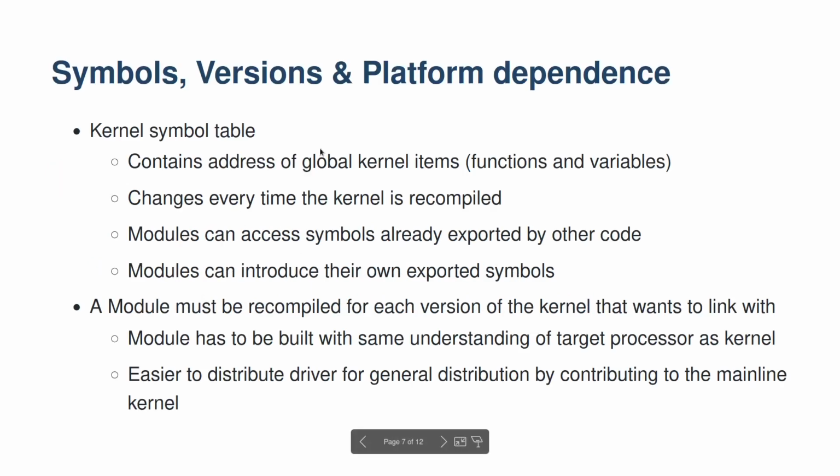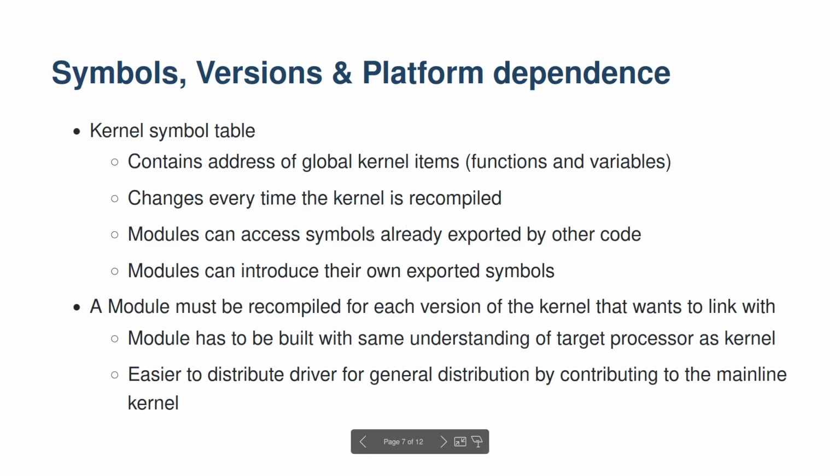Okay, so let's talk about some of the problems or some of the complexities with writing modules. In the kernel, there's something called the symbol table. It's a list of all of the global kernel items, functions, variables. All these things are exported and put into this list. But this list changes every time the kernel is recompiled.